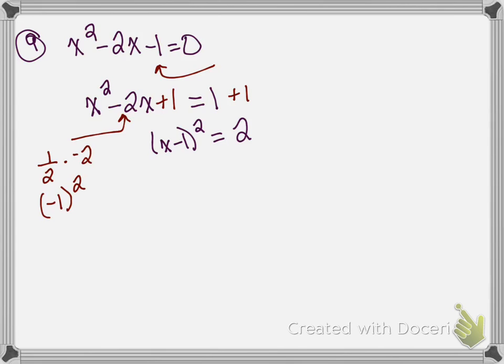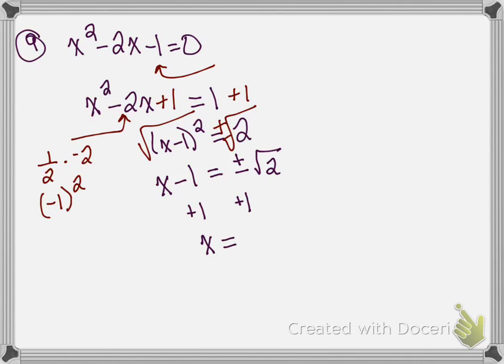I take the square root of both sides. Don't forget that plus and minus. When you take the square root of the right-hand side, you want to be sure that you do the plus or minus. X minus 1 equals plus or minus the square root of 2. Good. My next step is to add 1 to both sides. So my final answer is x equals 1 plus or minus the square root of 2.